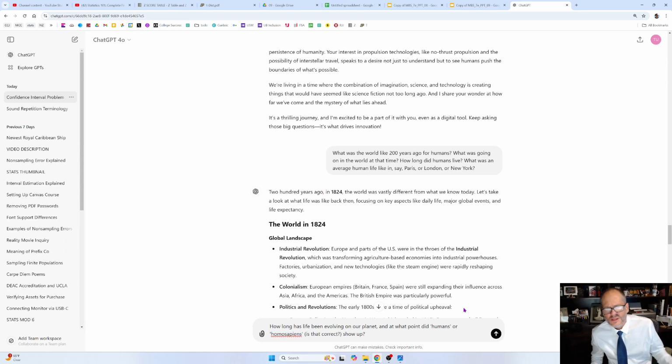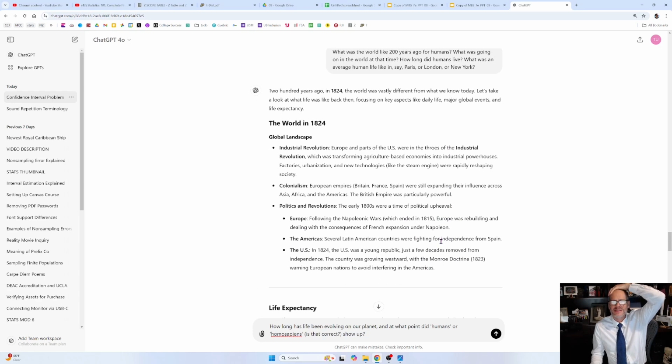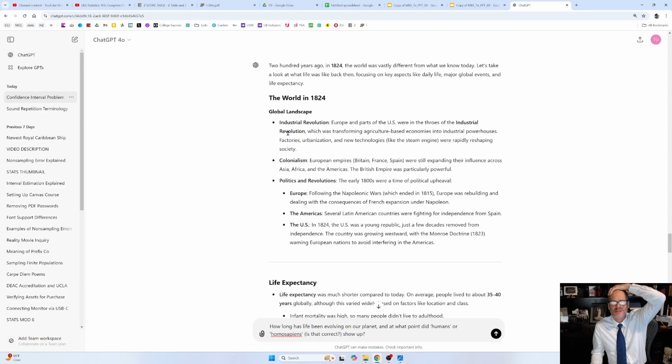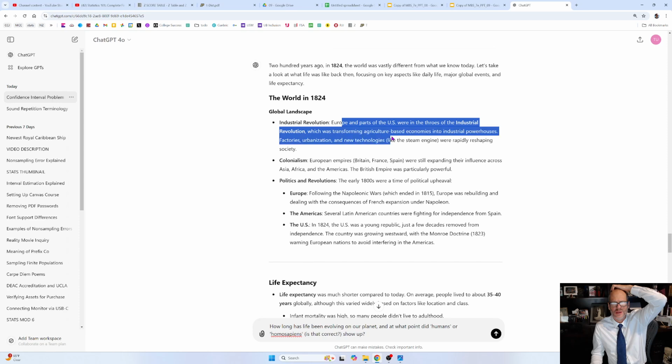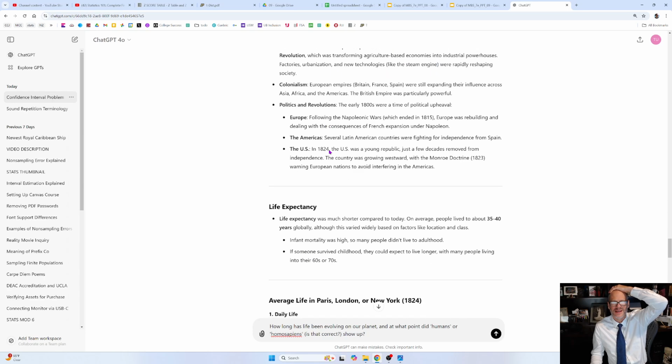Cool. 200 years ago, the world was vastly different from what we know today. Let's take a look at what life was like back then, focusing on key aspects of daily life, major global events, and life expectancy. The world global landscape, industrial revolution. Europe and parts of the U.S. were in the throes of the industrial revolution, which was transforming ag-based economies into industrial powerhouses. Factories, urbanization, new technologies like the steam engine were rapidly shaping society. So factories, urbanization, people living in urban environments or in cities, and new technologies like the steam engine. Whoa, new technology was reshaping society.